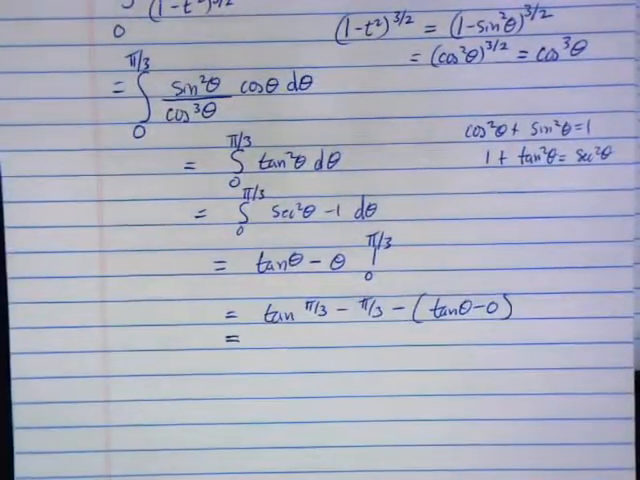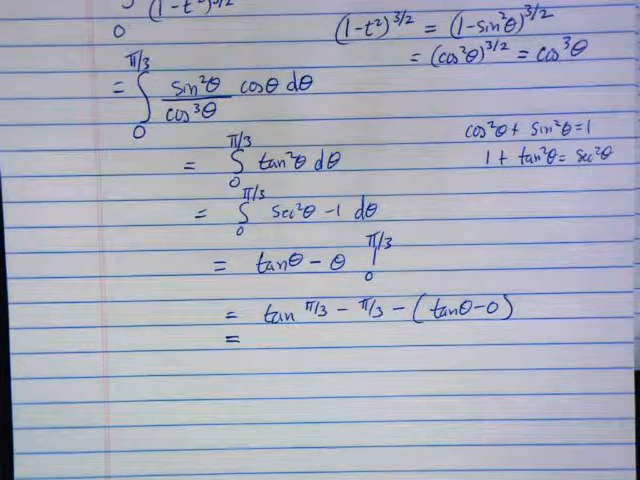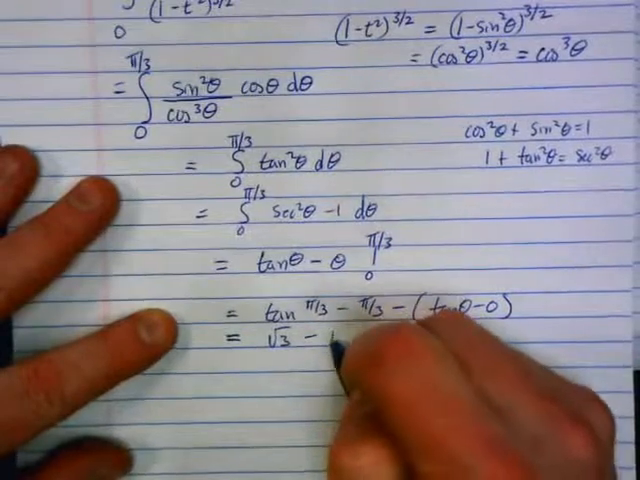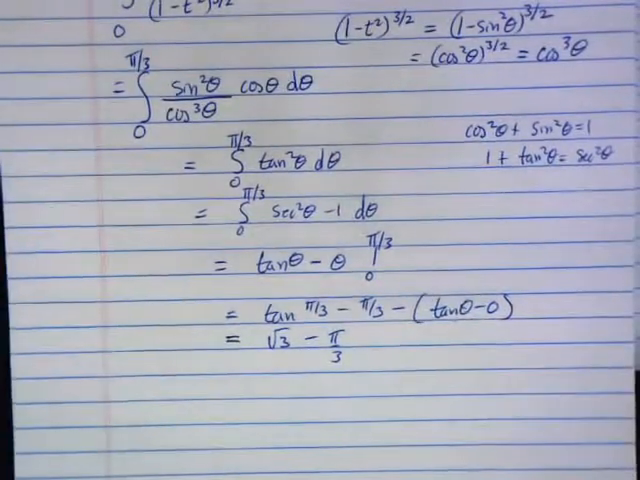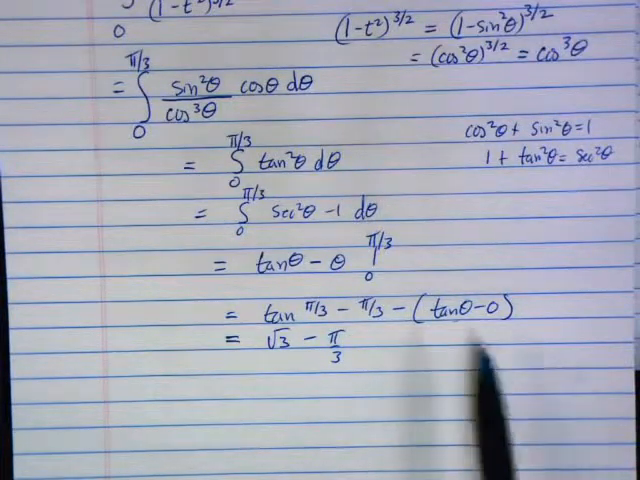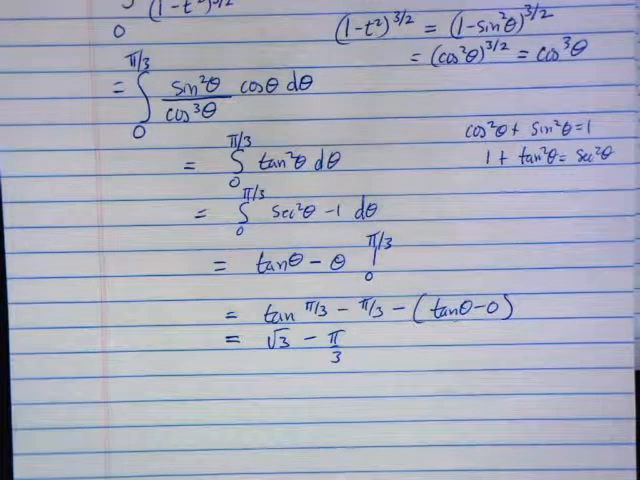I go to my big chart in the sky that I've memorized. Tangent of pi over 3 happens to be square root of 3 minus pi over 3. Tangent of 0 happens to be 0, and 0 is 0, so that's it. Let's subtract 0 and multiply.